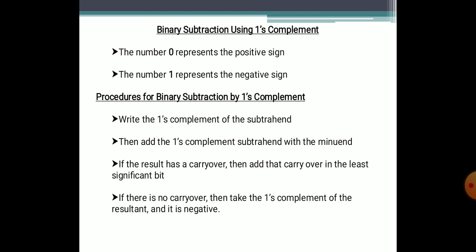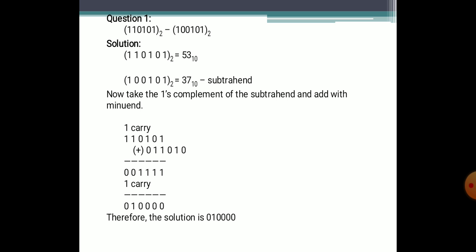So there are 4 steps to remember while performing binary subtraction using 1's complement. First, write the 1's complement of the subtrahend. Then add the 1's complement subtrahend with the minuend. And if the result has a carryover, then add that carryover in the least significant bit. And if there is no carryover, then take the 1's complement of the result and it is a negative number. Okay, let's make it clear with an example.